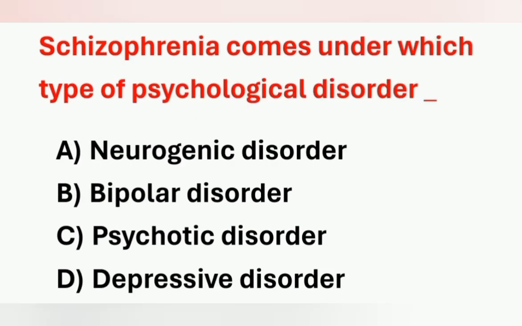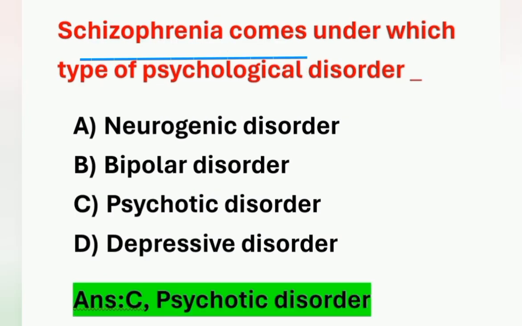And the next question, schizophrenia comes under which type of psychological disorder? Options, option A, neurogenic disorder. Option B, bipolar disorder. Option C, psychotic disorder. Option D, depressive disorder. Schizophrenia comes under psychotic disorder. Option C is the correct answer.